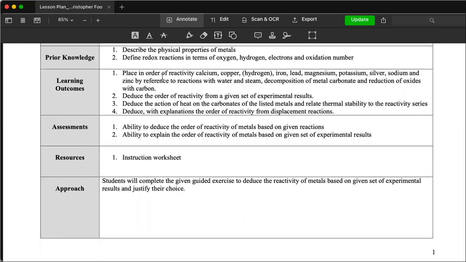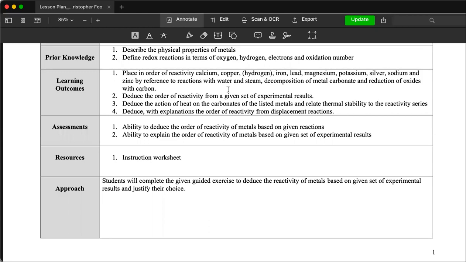For the learning outcomes, students are expected to understand and know how to place in order of reactivity these metals: calcium, copper. Hydrogen is not a metal, but it is used as a reference. Iron, lead, magnesium, potassium, sodium, silver, and zinc by reference to reactions with water and steam, as well as acid, decomposition of metal carbonates, and reduction of oxides with carbon.